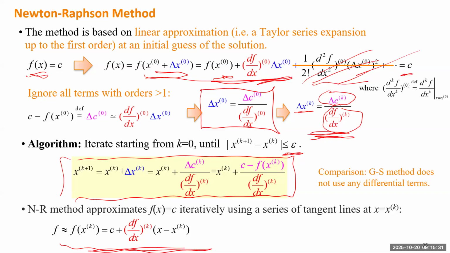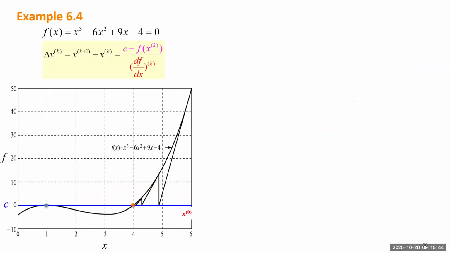If we start from the initial guess, at the initial guess we draw a tangent line. We use the tangent line to approximate the curve, and we move to the next step, to x1. Then we draw another tangent line. To visualize that process, we can use example 6.4. It is the same equation to solve.